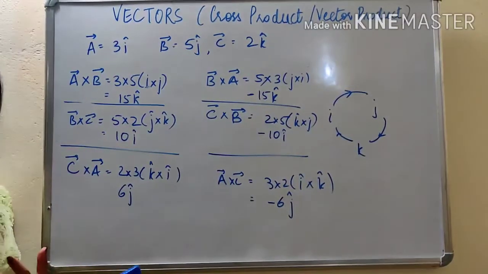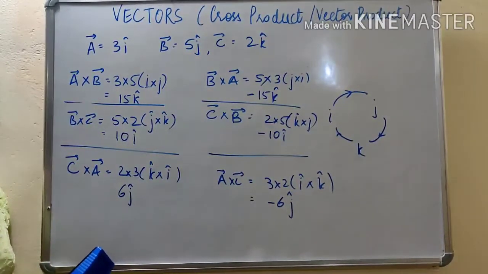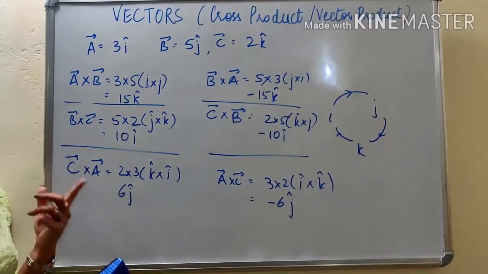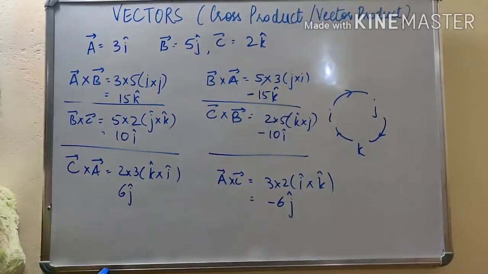What if we have three vectors, multiplication of three vectors? Then it will be a bit lengthy process. So that we will study in the next class. So please note down this and all the examples in your copies.